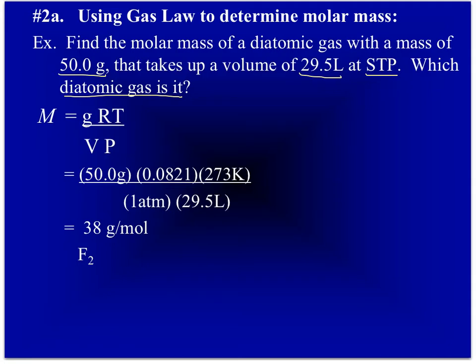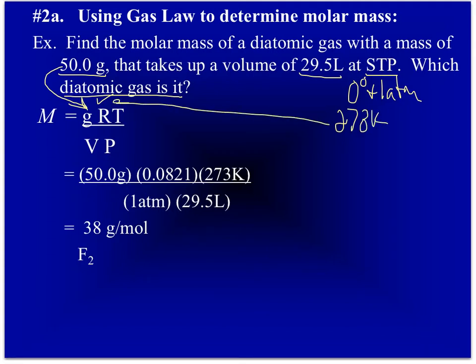We're going to use the formula that we just isolated, and substitute the 50 grams in here. We're going to look up R on our chart. For temperature, remember STP is 0 degrees Celsius and 1 atm. 0 degrees Celsius is 273 Kelvin, so that's going to go in for temperature. And then we're given volume, and pressure is 1 atm.